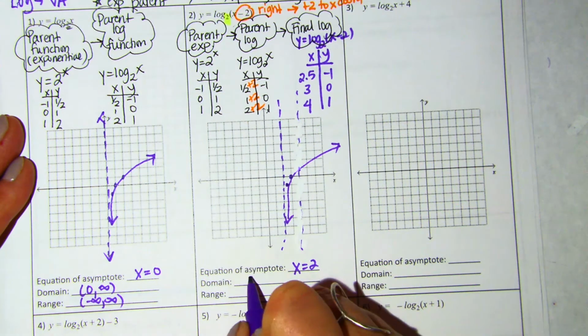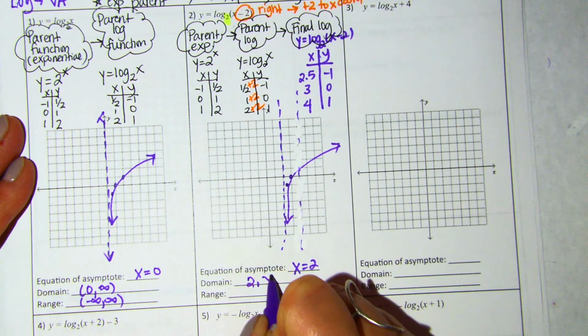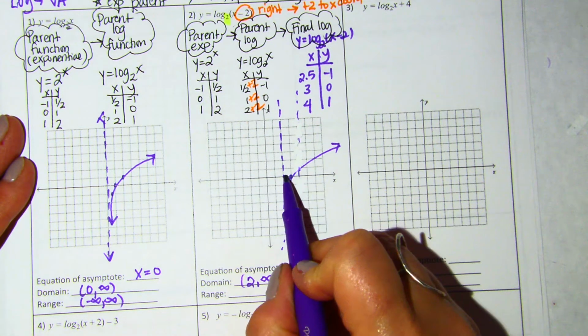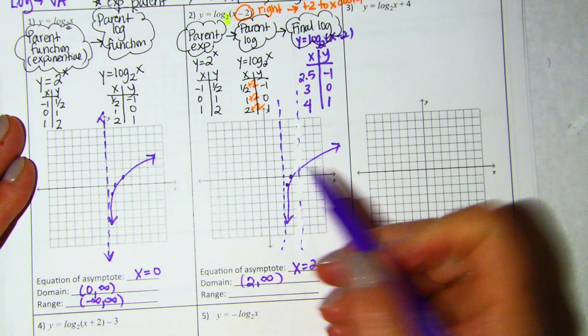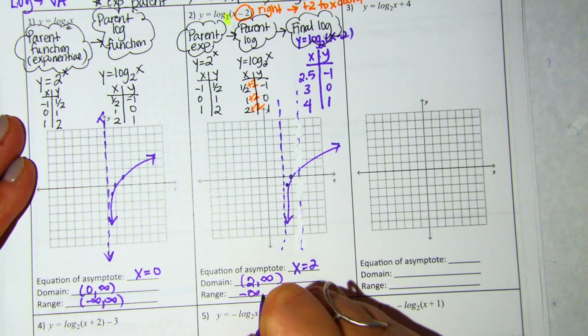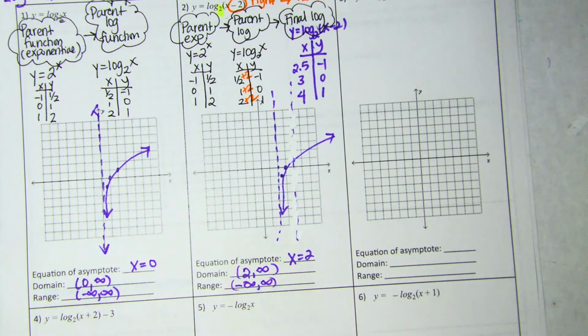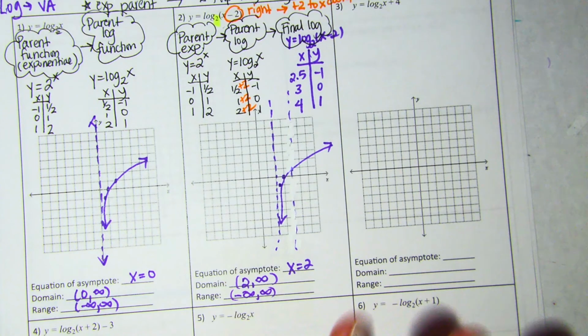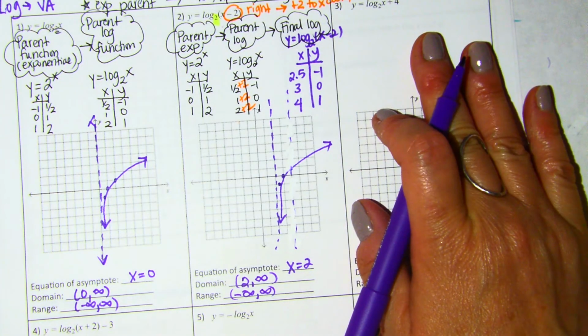There's our graph. The domain is 2 to infinity because notice all the x values start here at the asymptote, and the range is -infinity to infinity. All right, so that was a right-left one. Now I'm going to do an up-down one.